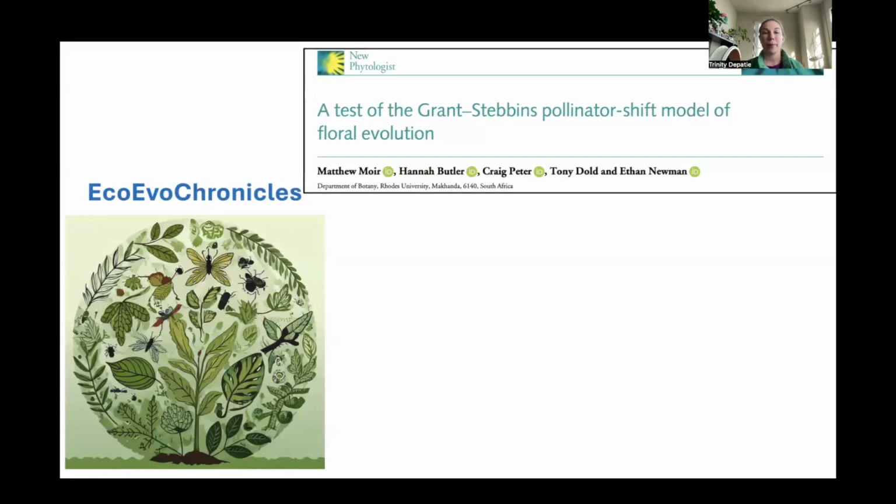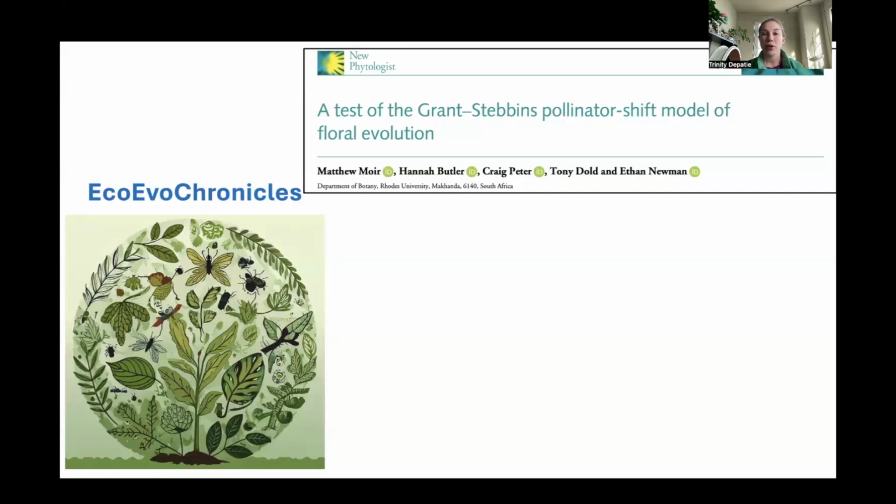This week, we're going to talk about a more recent paper that came out of the journal called New Phytologist. And this paper is called A Test of the Grant-Stebbins Pollinator-Shift Model of Floral Evolution. The paper came out of a group out of South Africa that's doing really interesting work on a group of lilies, and we'll get more into that.